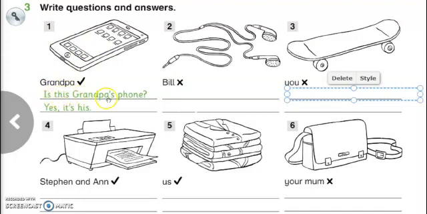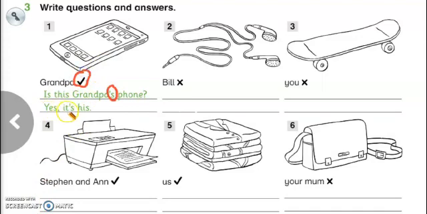Now here we have to write a question. Is this grandpa's phone? Look here, we have to ask about grandpa. And don't forget to add the possessive s with an apostrophe. We have to answer yes or no according to this sign, which is a tick. So we answer with yes. Yes, it's his. Excellent. We use his because we are talking about grandpa.